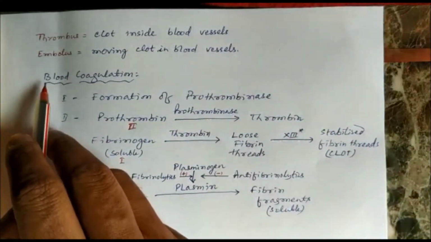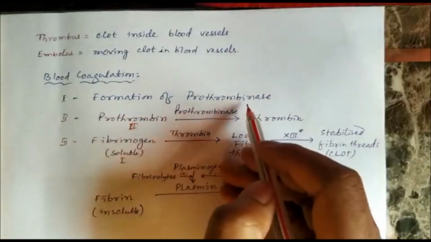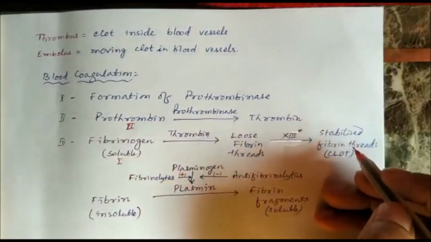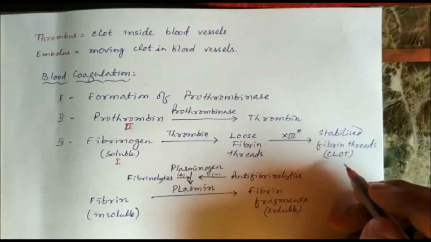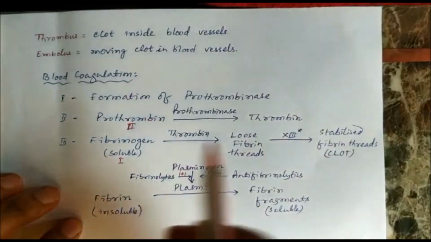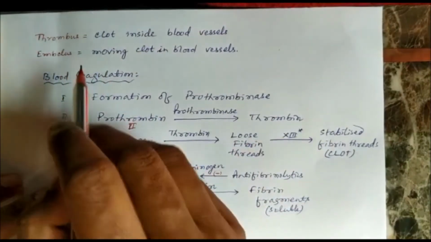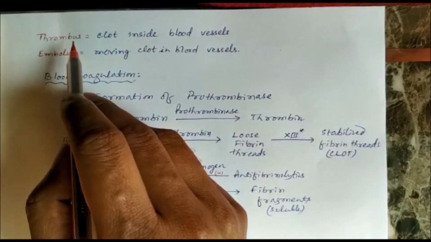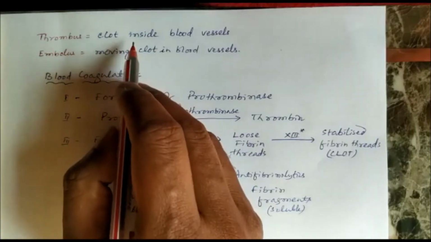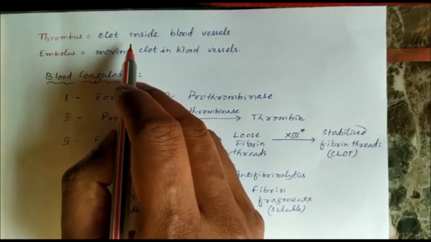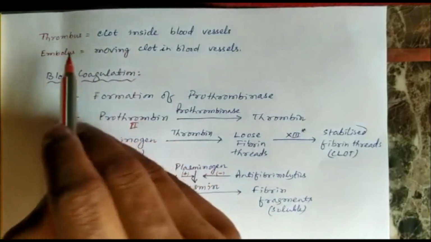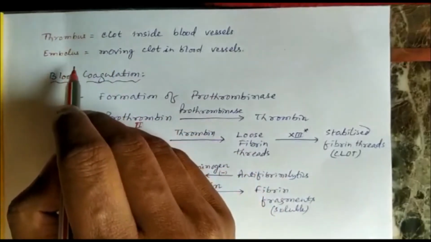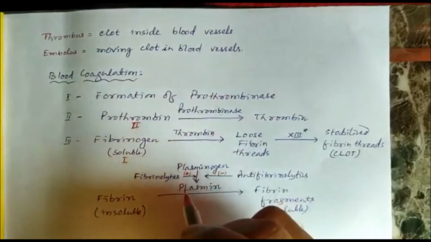If we recall the steps of blood coagulation: step 1, formation of prothrombinase; step 2, prothrombin to thrombin; and step 3, fibrinogen to fibrin, the insoluble fibrin or clot. This clot inside the blood vessels is known as thrombus. That is, this thrombus is formed in the absence of bleeding due to inappropriate activation of the hemostatic mechanism or blood coagulation mechanism. So thrombus is the clot inside the blood vessels, and when this thrombus moves, it becomes an embolus, the moving clot in the blood vessels.